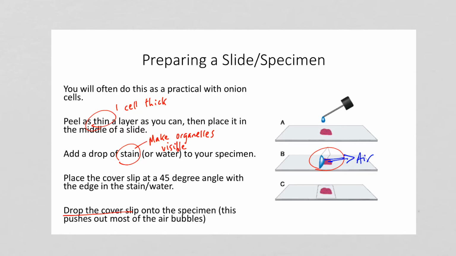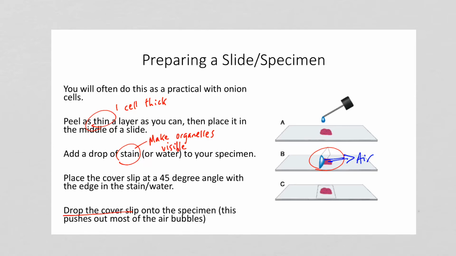If you just dropped it straight on, you're going to trap air bubbles in there, and then you're going to end up with that problem of, when you look down the microscope, seeing a whole bunch of little circles. And that's it. So again, not an uncommon exam question: how would you prepare a slide, or how would you prepare a specimen for looking at under a microscope? Those 3 really, really easy steps.